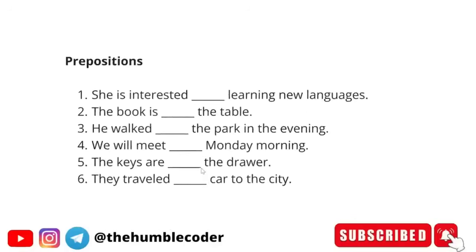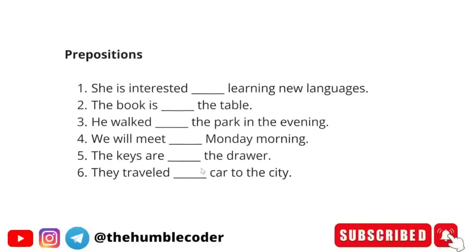Moving on to the next set of questions now. So now again we have fill in the blanks based on questions, and you have to fill in the blanks based on correct prepositions. Okay, let's read the questions one by one and we will solve them. First question is, she is interested dash learning new languages. So the correct answer will be she is interested in learning new languages.